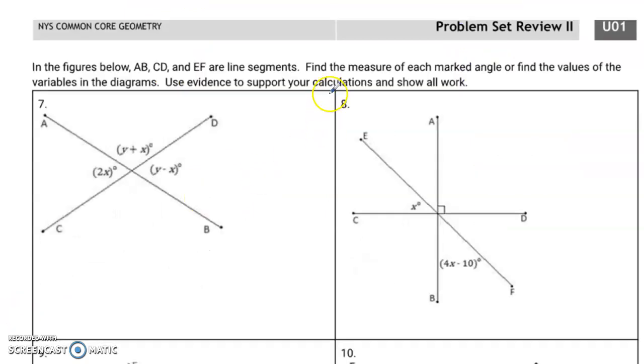Moving on to the back of this problem set, pause the video, try these out, and then come back and see if you got them right.